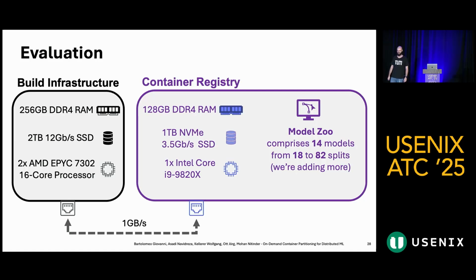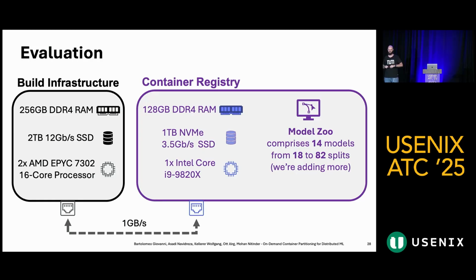To evaluate how this works, if this actually works, what we did was very simple. We had a build infrastructure composed of a very beefy machine on the left, and then we had a container registry, this new registry with this 2DFS extension. As I mentioned before, the main use case for us was distributed ML. So we started with a model zoo of 14 models. We split those models from 18 up to 82 splits, depending on the model size and the characteristics of the model. And then we tried to build these images first by using traditional Docker build, where each split is assigned to a specific layer, so in a serial manner.